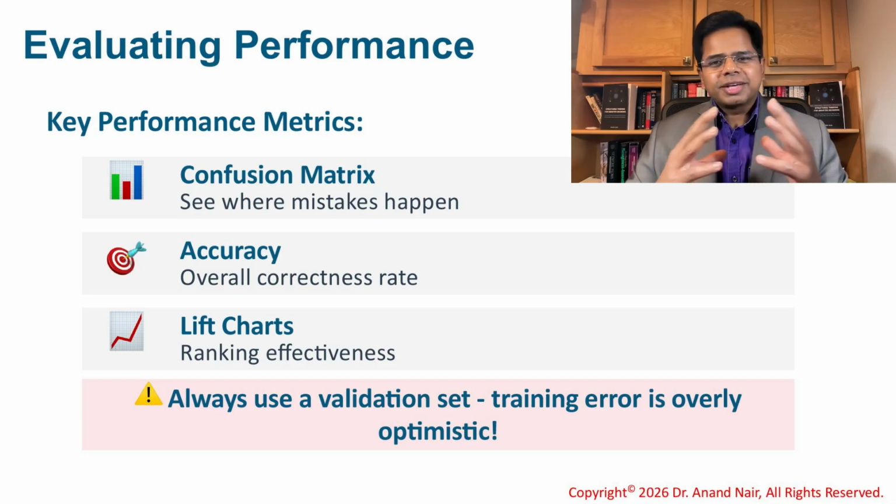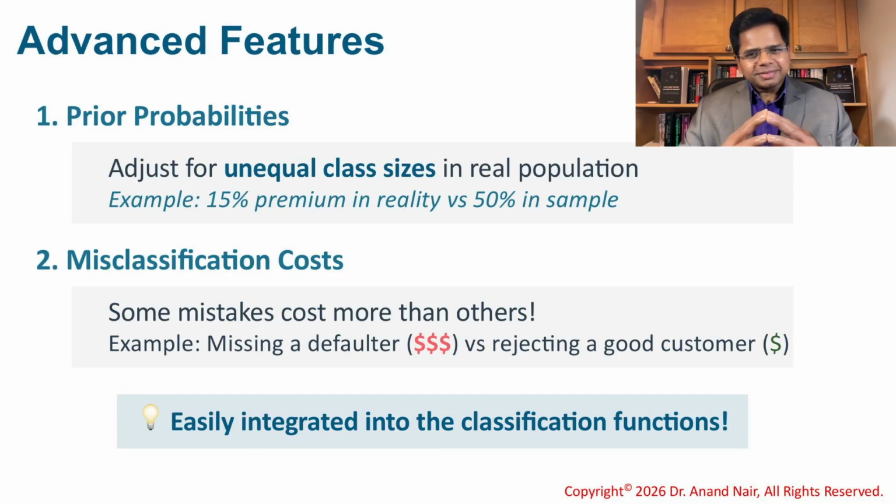Very encouraging, but not actually representative of how it'll go in real life. Here's where discriminant analysis shows off its flexibility. First up, prior probabilities. Your sample might be 50-50 premium versus basic members, but in the real world, maybe only 15% are premium. You can adjust for this. It's like recalibrating your expectations based on reality. Just add a little logarithm adjustment to your classification function and boom, your model now reflects the real-world distribution.